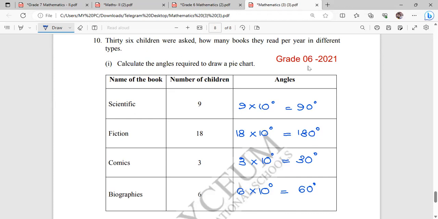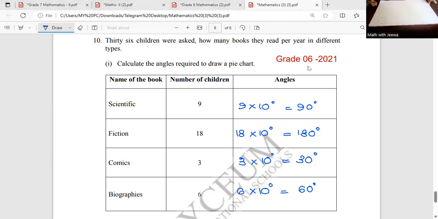The scientific, it is 90 degrees. So then the fiction, it is 180 degrees. So then the comics, it is 30 degrees. So then the biographies, it is 60 degrees. So this is how you can get it. Now we'll see how we can show this using the pie chart. Hope you can see my table.